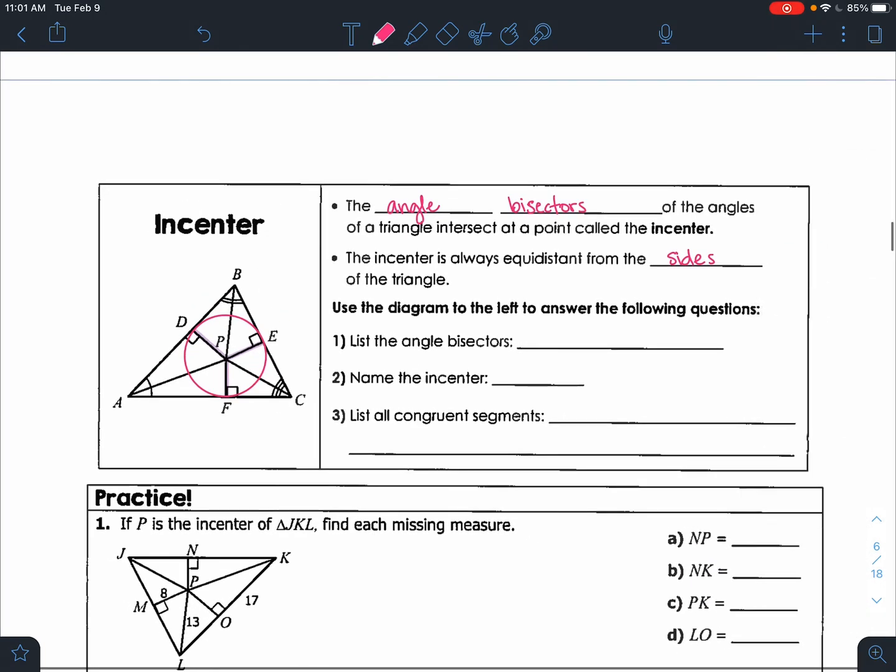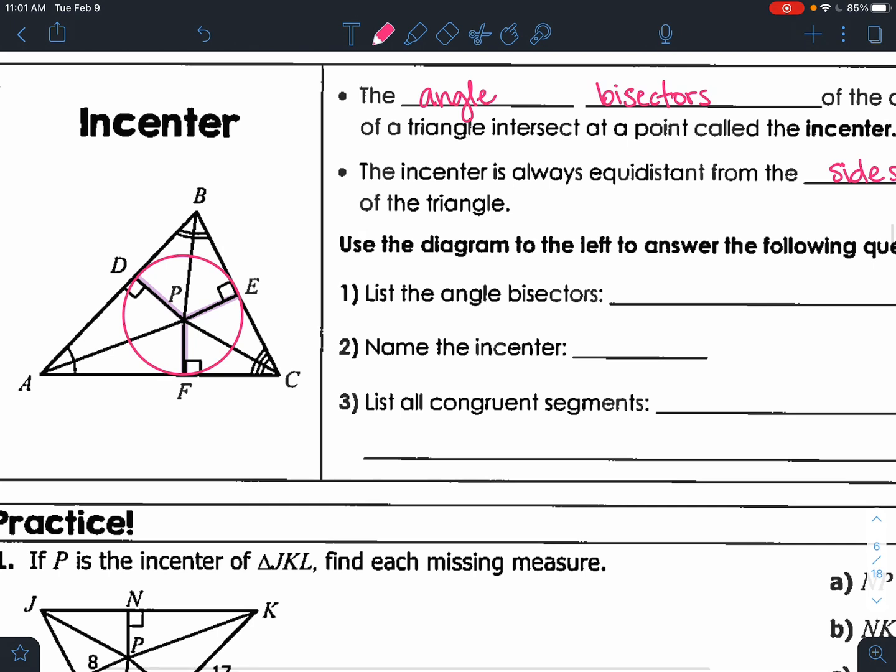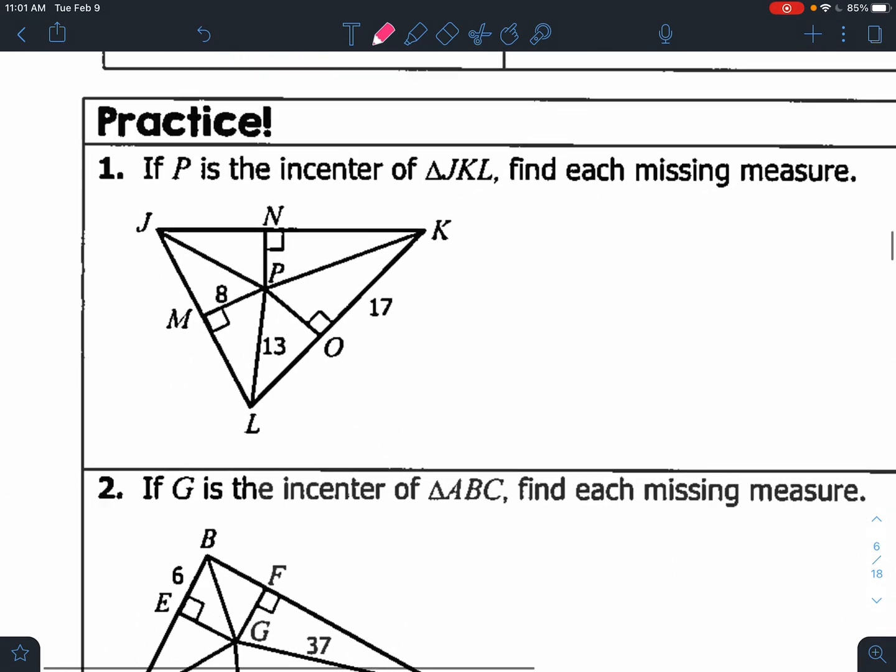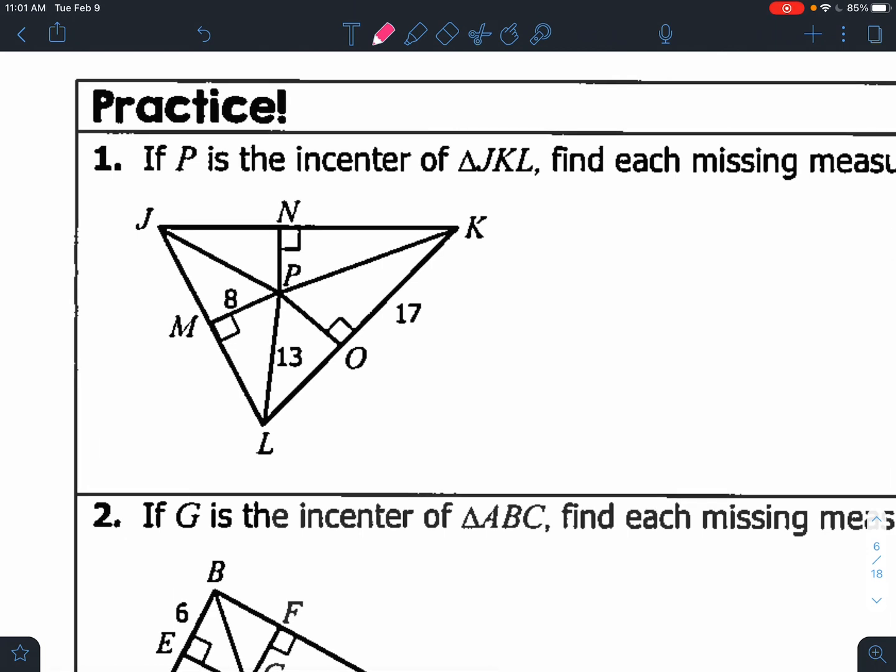Okay, now, so our angle bisectors would be PB and PA and PC. Our in-center would be point P. And as far as congruent segments are concerned, we're just stuck with those four that are purple. All right, so if we look here, this one tells us that point P is the in-center. Now, when we have an in-center, we need to know that our angles are being bisected. And also that it is equidistant to the edges of my triangle. So all three of these pieces are congruent to each other.